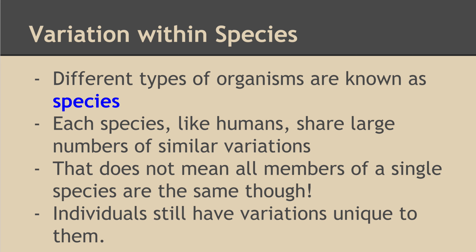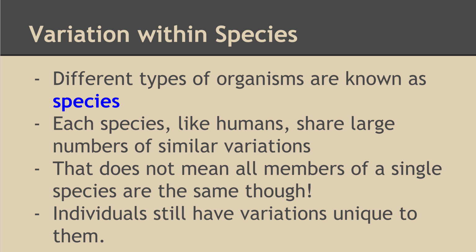Humans all have 2 arms, 2 legs, 5 fingers on each hand, 5 toes. We fall into a certain range of heights and weights. Our bones are all arranged in the same or similar manners. These are all variations that we share.